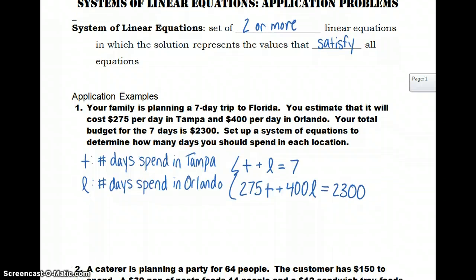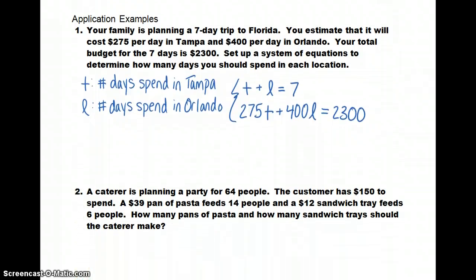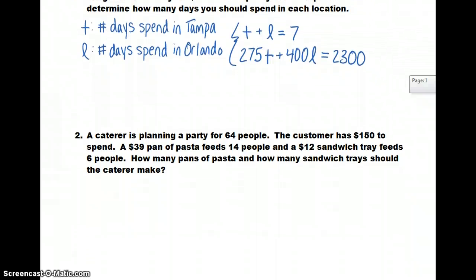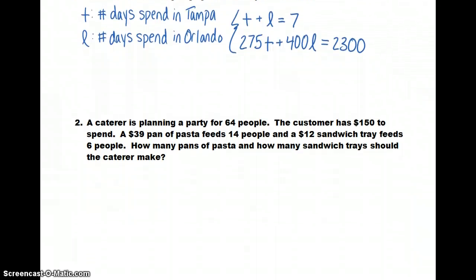Let's try another example. Keep in mind that in these problems, for now we're just going to be setting them up. We won't be solving them in this lesson, but in future lessons you're going to learn several different ways to solve these systems.